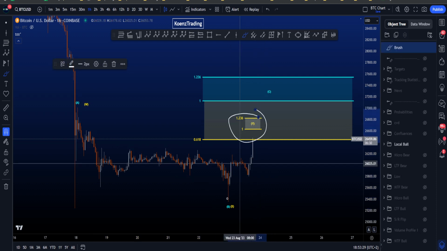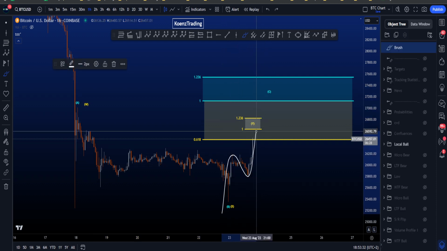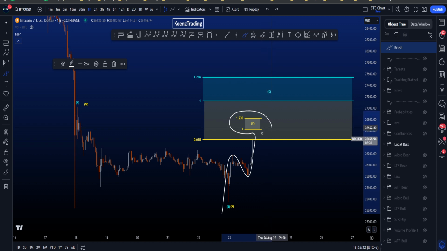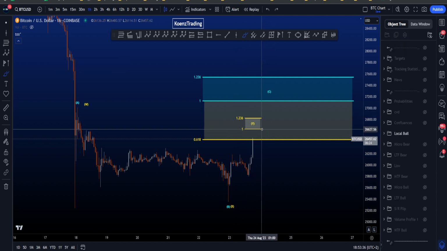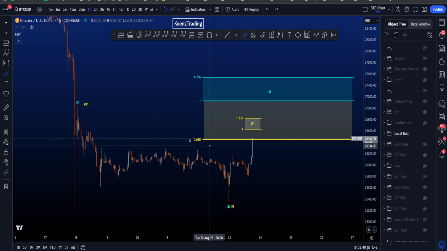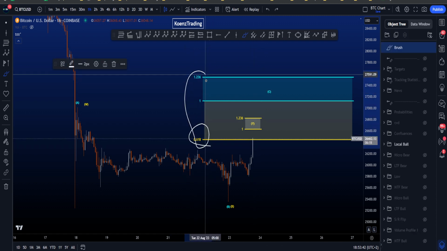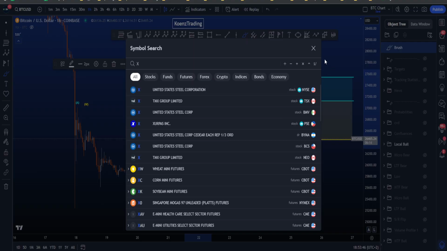Now inside this wave Y, we are then looking for a zigzag to the upside, where the most common target is between the 1 and the 1.236, which is between 26.6k and 26.8k, which also is in between the 0.618 and the 1.236, which is a common target for a wave Y.